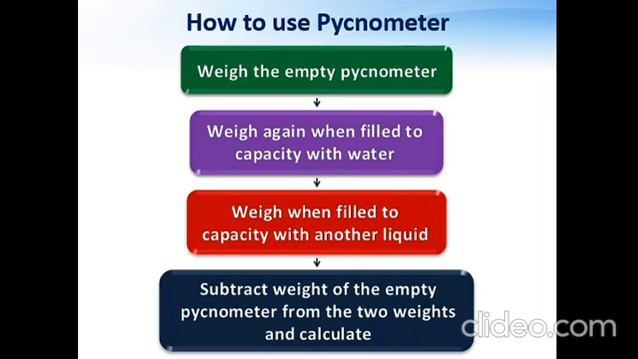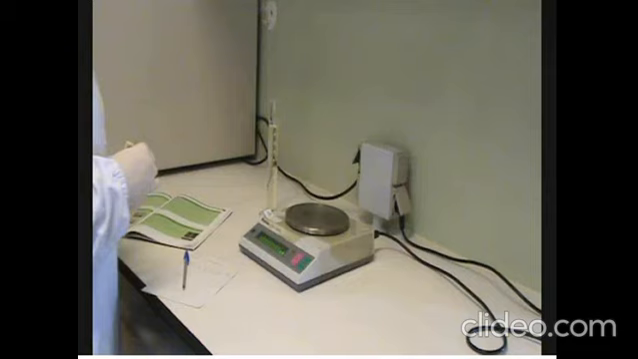And then you subtract the weight of the empty pycnometer from the two weights and calculate. Because you need to calculate the ratio between the two, between the weight of the unknown liquid and the weight of the water. Same volume, because you use the same pycnometer, right?